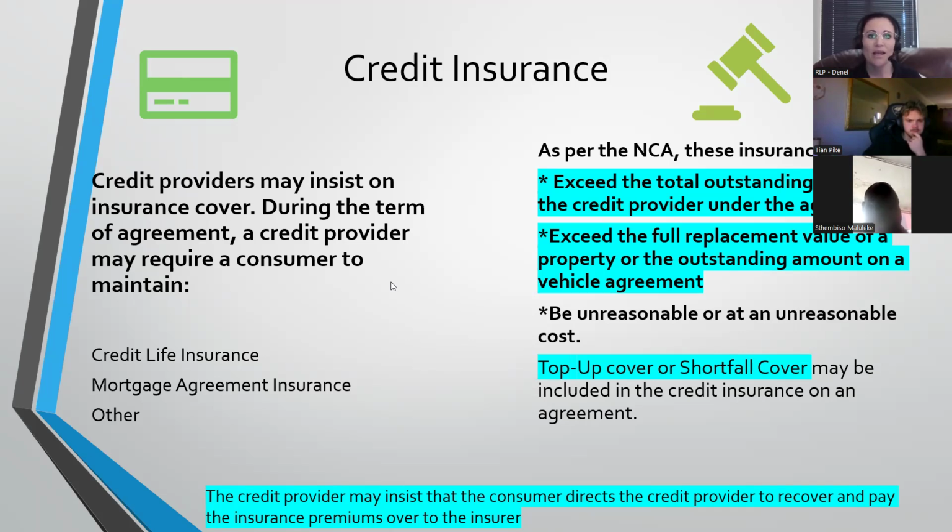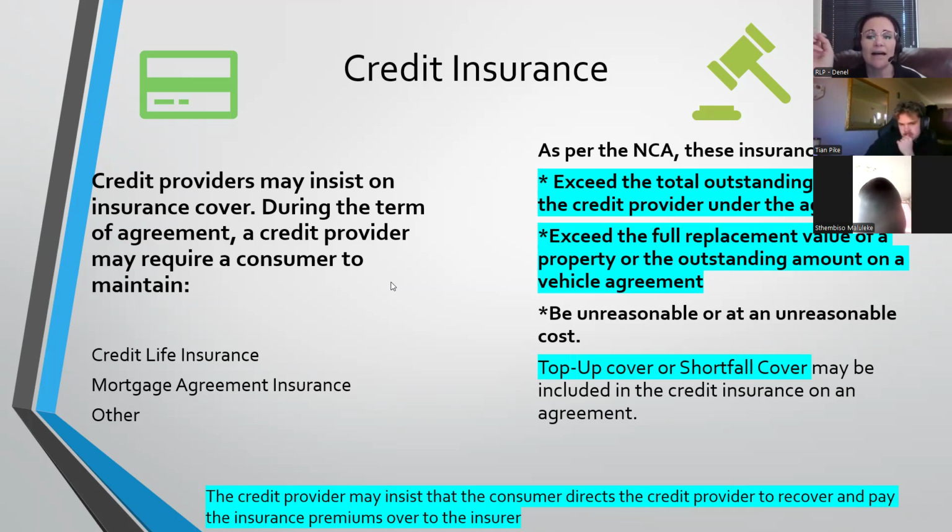Okay, so credit providers may insist on insurance cover. During the term of the agreement, a credit provider can require that the consumer maintain life insurance, mortgage agreement insurance, or any other insurance they deem necessary. But as per the NCA, these insurances may not exceed the total outstanding debt owed to the credit provider under this agreement. It may not exceed the full replacement value of a property or the outstanding amount on a vehicle agreement. It may not be unreasonable or at an unreasonable cost.